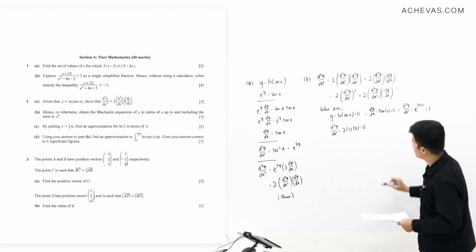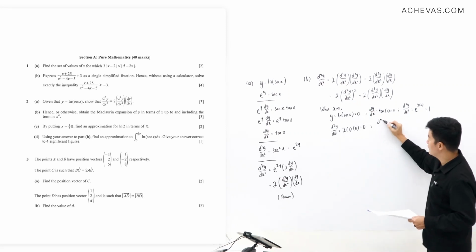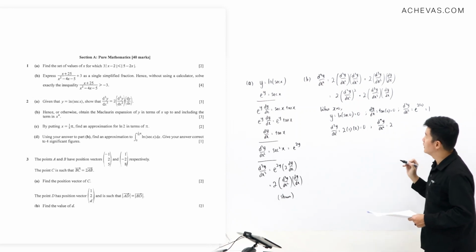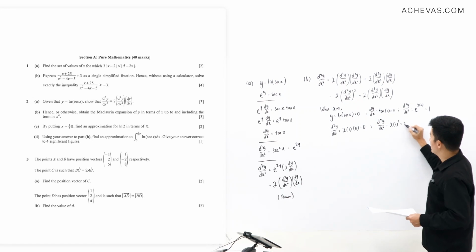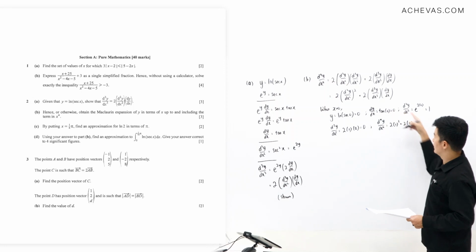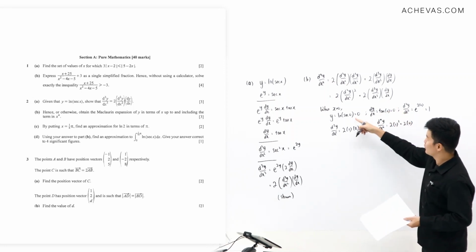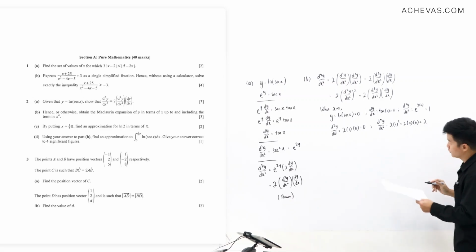So this is 0. And finally, we come to d⁴y/dx⁴, which is going to be 2 times d²y/dx², so it's 2 times 1 squared, plus 2 times d³y/dx³, which is 0. It is going to be 0 anyway, but I'm still going to write this. This is going to be 0 also. So this is equal to 2.